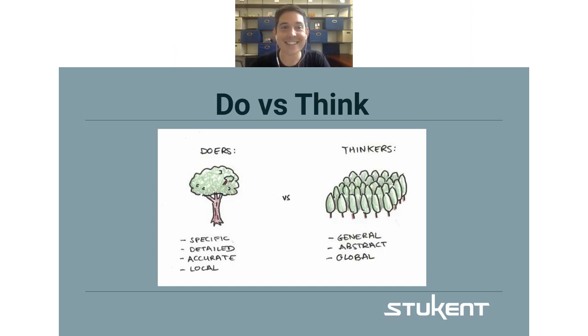So, you do and think, right? When you're in an organization, people will ask you to do a specific thing. And then other times you need to think about how to do something. So the quintessential example is the tree within the forest. The doers are really focused on that tree, on the specific, the details, being accurate, focusing locally, versus the thinkers that are taking a step back and thinking in general, thinking in abstract, and thinking globally.